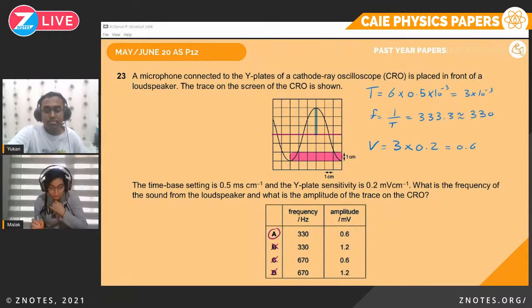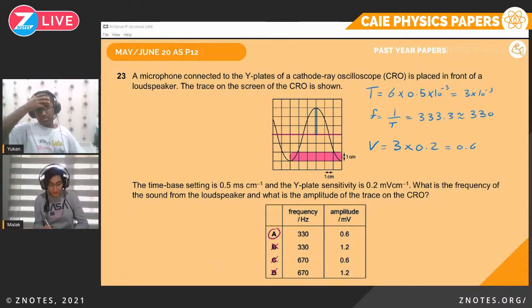Right now, we have for the frequency, first we need to find the time period, which means how long it takes to get for one wave. So 2 points the same, you count how many squares, which was 6 squares, and then you multiply by the time-base setting right here. So 6 times 0.5 times 10 to the power of minus 3, and you get the time period. Frequency is 1 over time period, which I got 330. So it can't be this, and it can't be this. It can't be C or D.